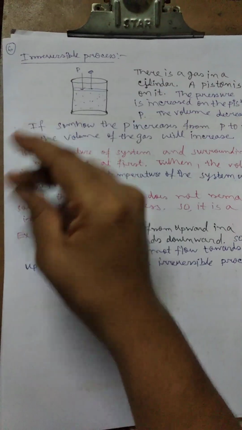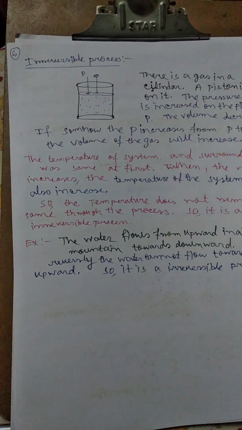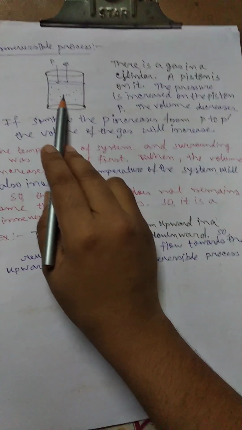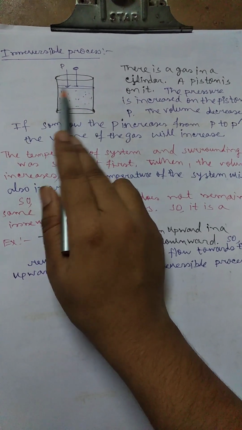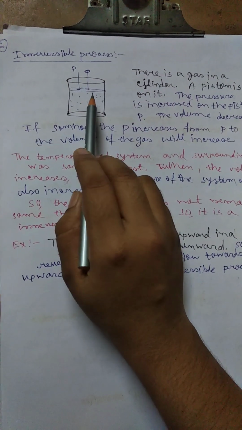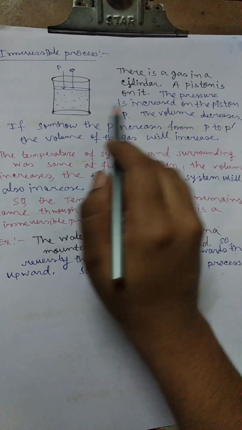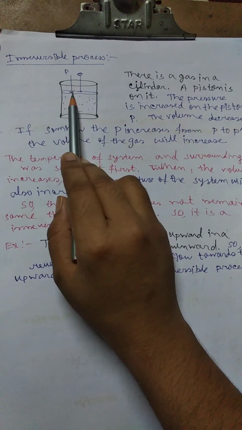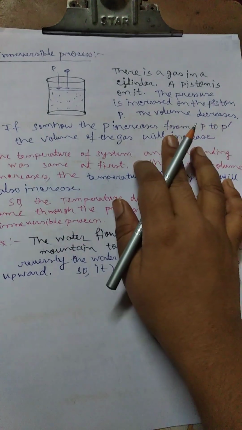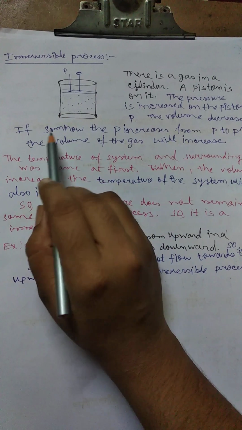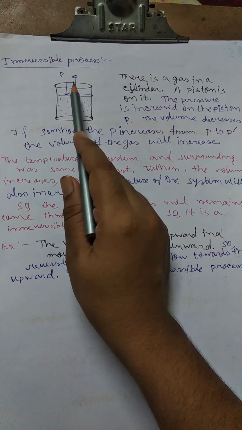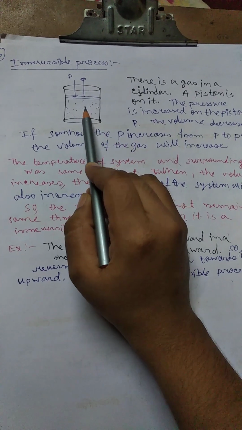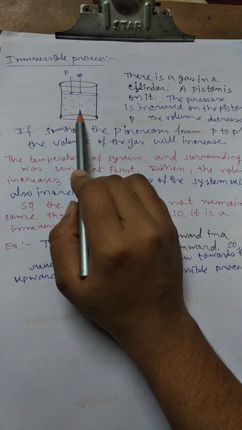Now I will discuss the irreversible process. There is a gas in a cylinder. A piston is on it. The pressure on the piston P is increased, and the volume decreases. If somehow P increases from P to P prime, at first we are pressing the piston into the cylinder and the volume is decreasing.